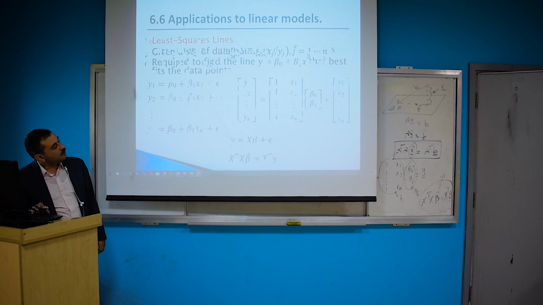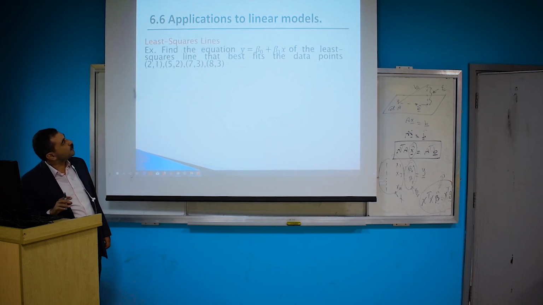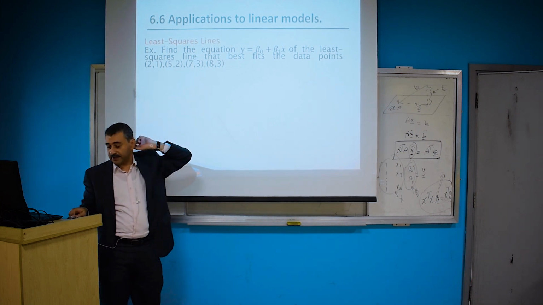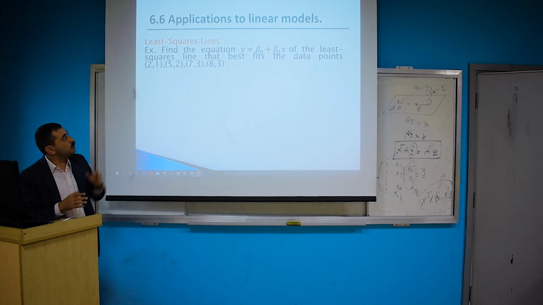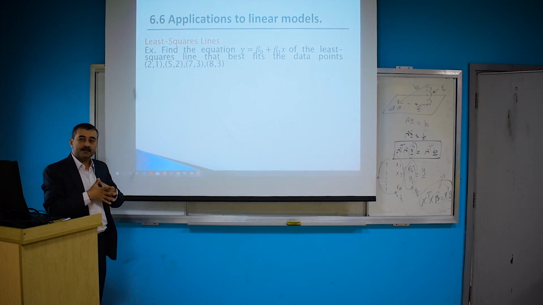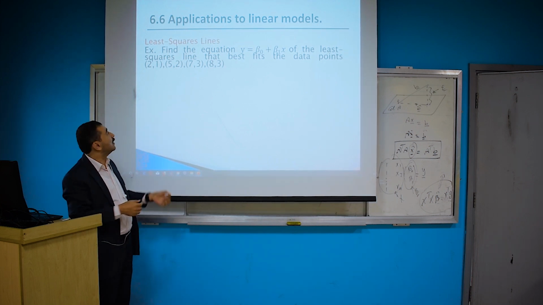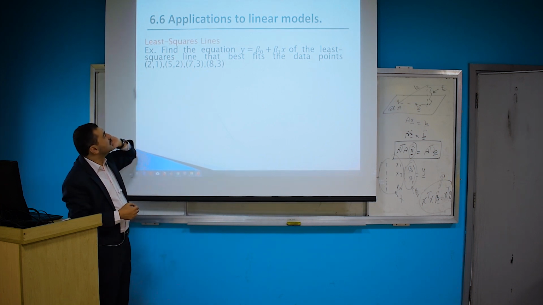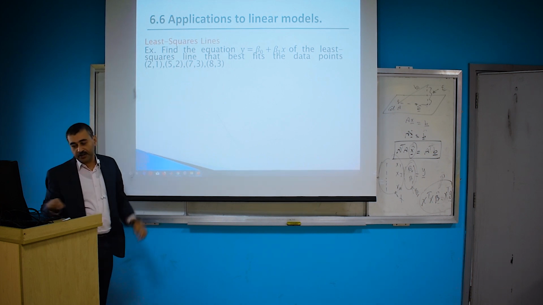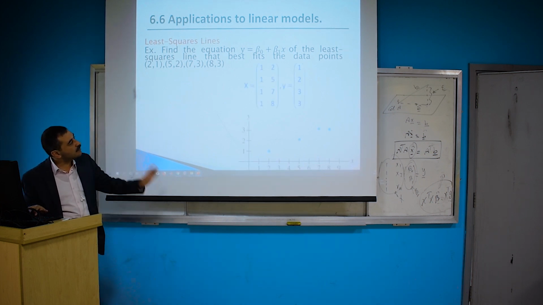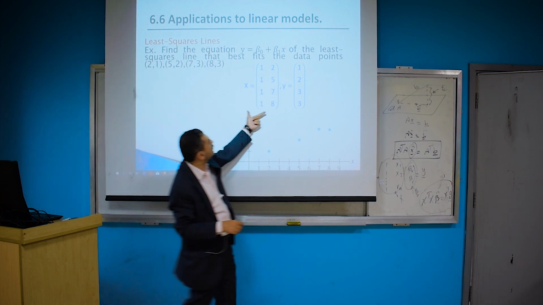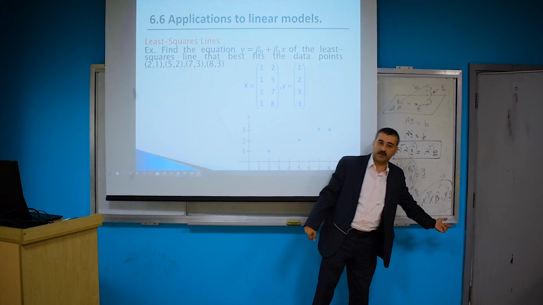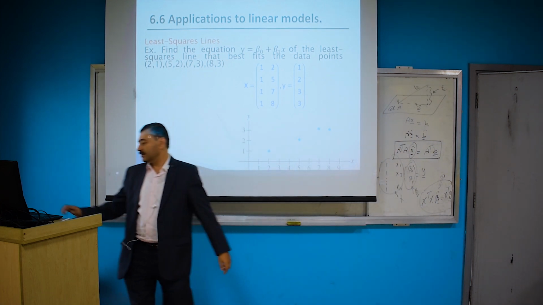So let's apply it for a problem here. You have here 4 data points, and you want to fit a straight line. So we form the matrix X as 1s, and then 2, 5, 7, 8 as the second column, and the vector Y: 1, 2, 3, 3. These are the data points. So this is X and Y. Once you write X and Y, you then substitute in this formula to get beta hat.